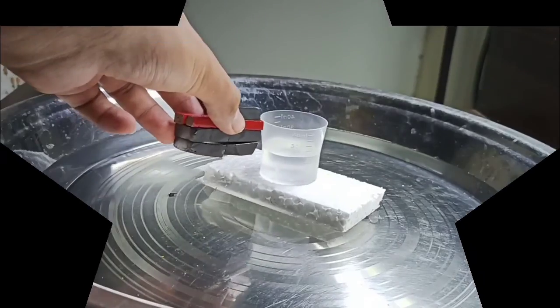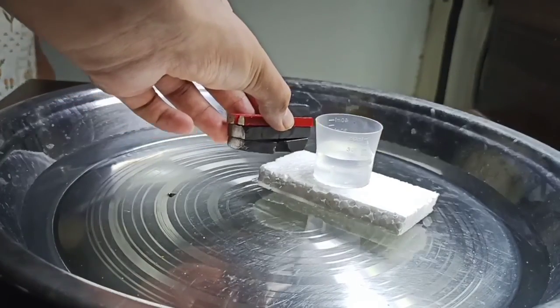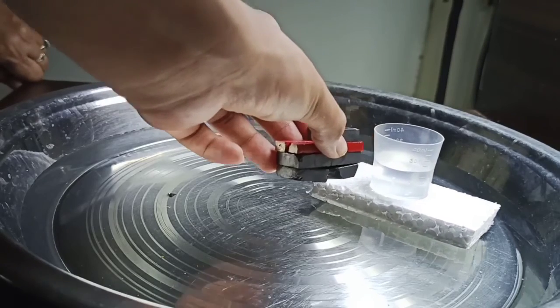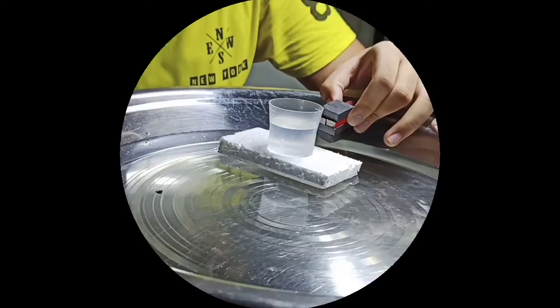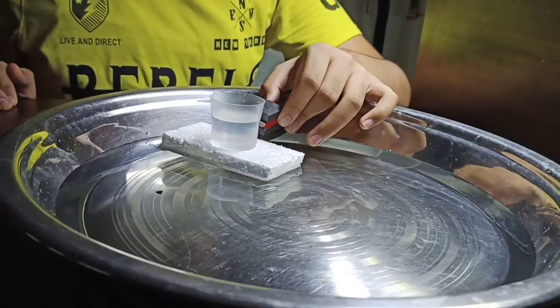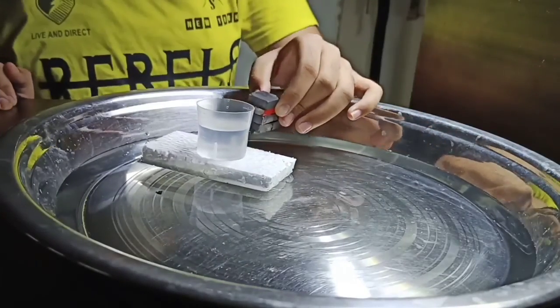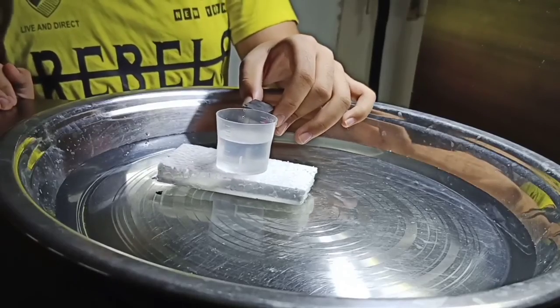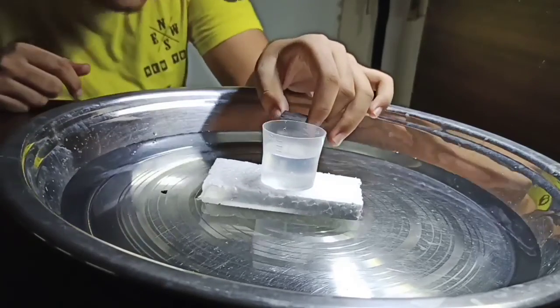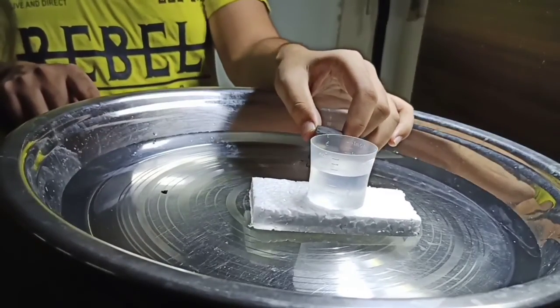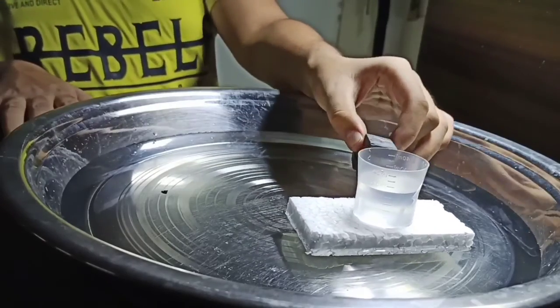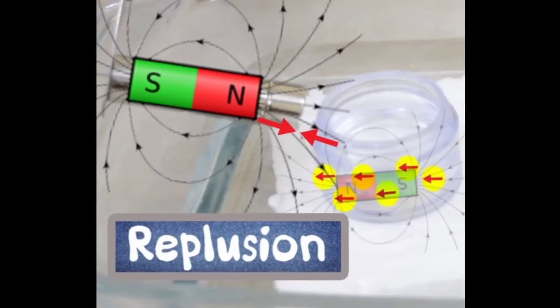Now let's observe. See how, due to the magnet, the water container gets repelled. Now let's do it from the other direction. See how the container is coming back due to the repulsive force of the magnet. And one more thing we must take care of is that there should always be a small gap between the container and the magnet. They should not touch.